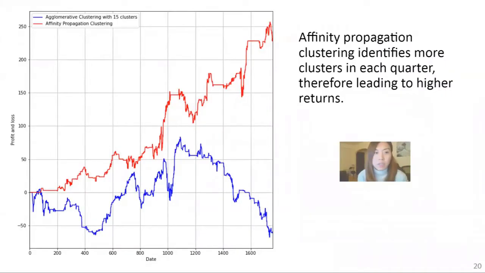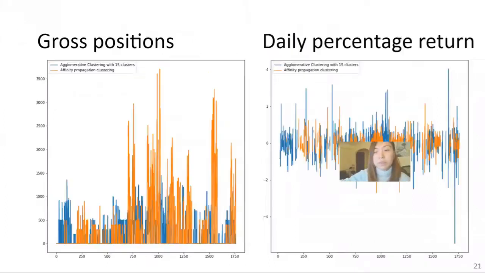Following the previously mentioned clustering techniques, we obtain a sequence of clusters throughout time. We use the rebalancing strategies within each cluster and calculate the profit and loss of our portfolio. We can see from this plot that affinity propagation clustering identifies more clusters each quarter, therefore it leads to higher returns compared with using agglomerative clustering. Here are some other plots.